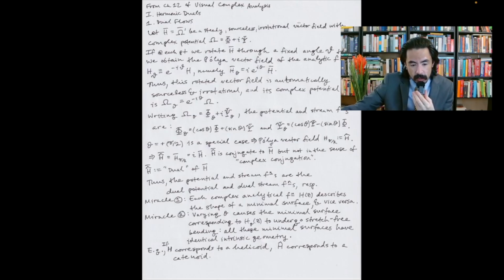And writing Omega sub theta equal to Phi sub theta plus i Psi sub theta, the potential and stream functions are Phi sub theta equals cosine theta times Phi plus sine theta times Psi, and Psi sub theta equals cosine theta times Psi minus sine theta times Phi. In particular, when you have theta equal to positive pi over 2, the positive is a critical distinction, that's a special case where the Polya vector field, capital H sub pi over 2, we're going to denote as capital H wedge over bar.